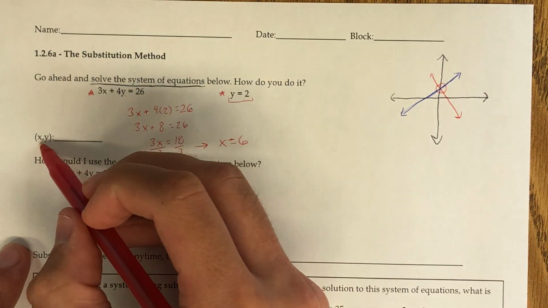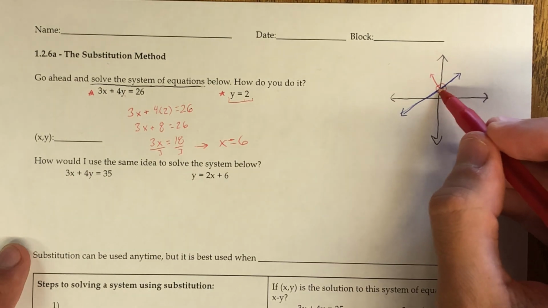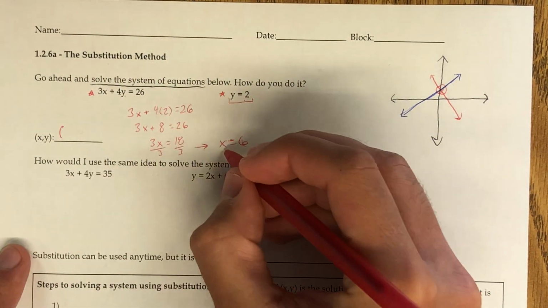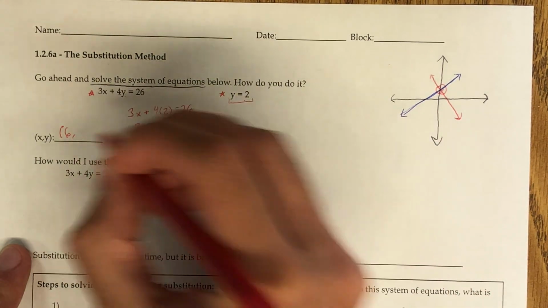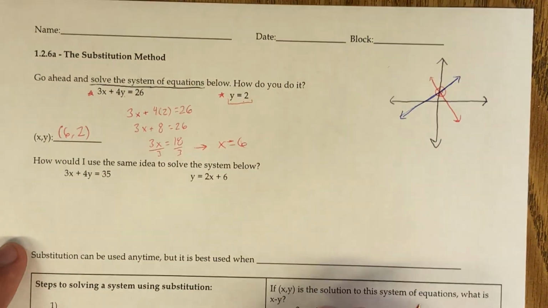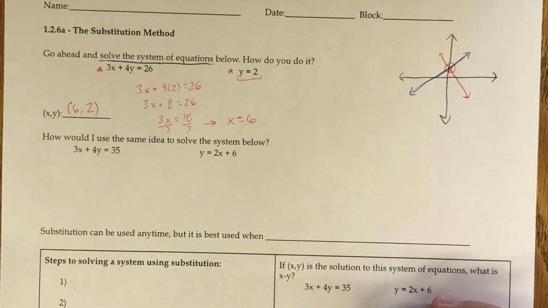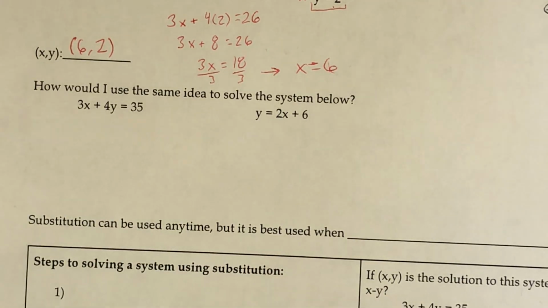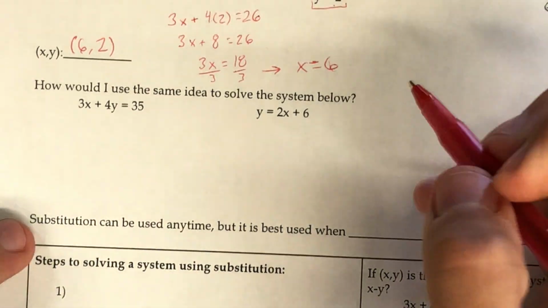And our solution to the system, as with graphing when it was just a point, would be the point, the x and the y value. So we've determined x is 6 and y is 2. In this case, we were already given y, and we had to solve for x. There are some situations where you're given neither, but have to solve for both. For example, the second one does that.